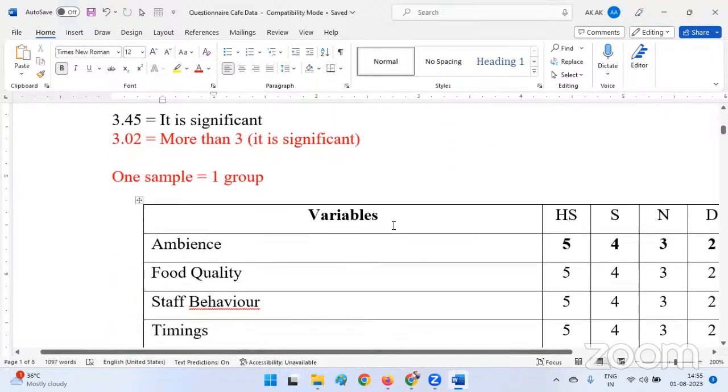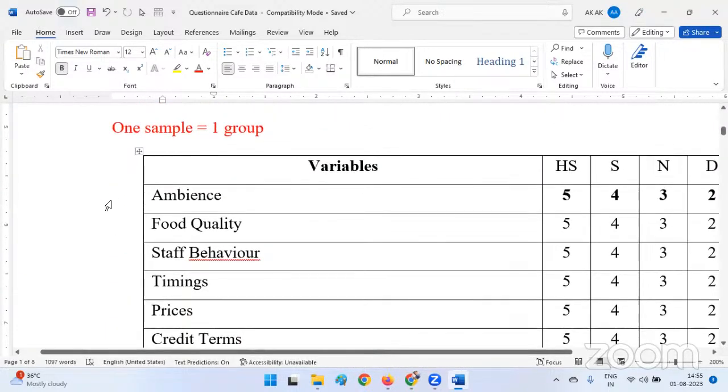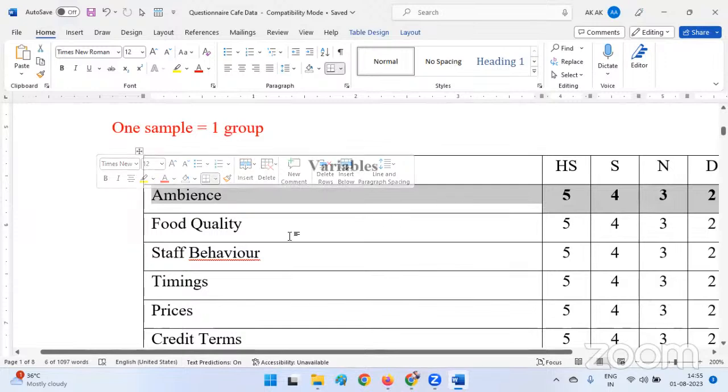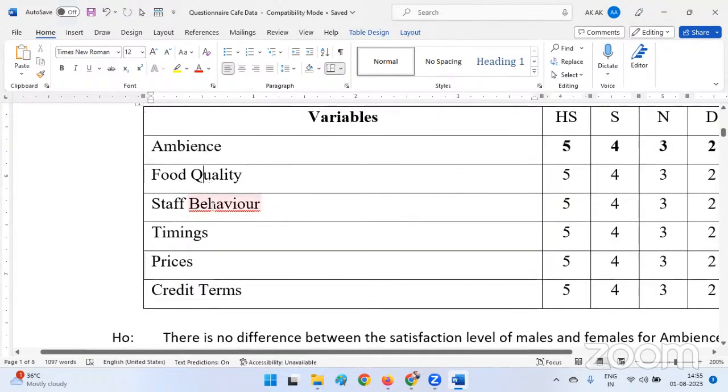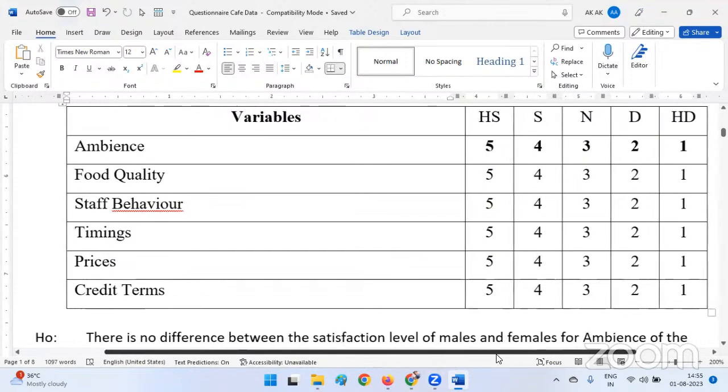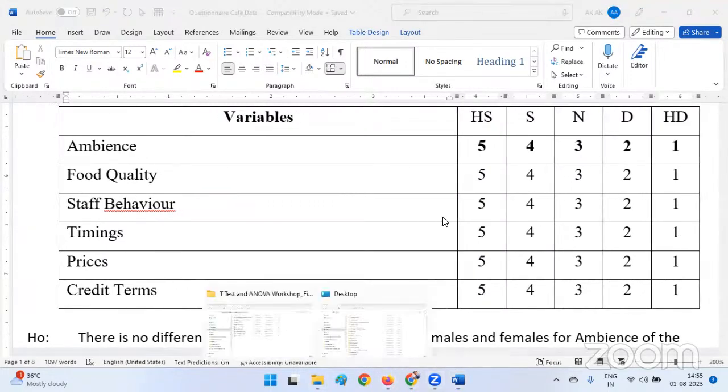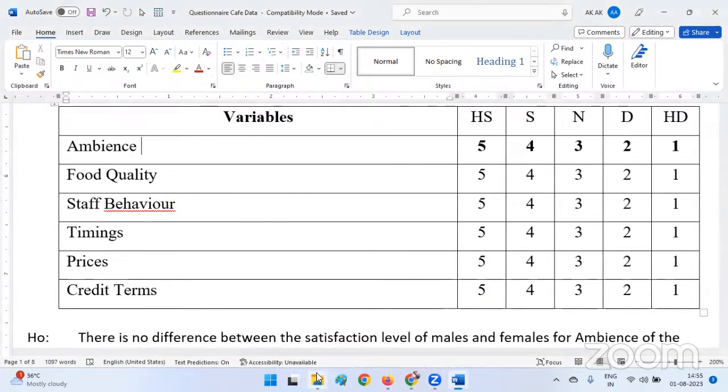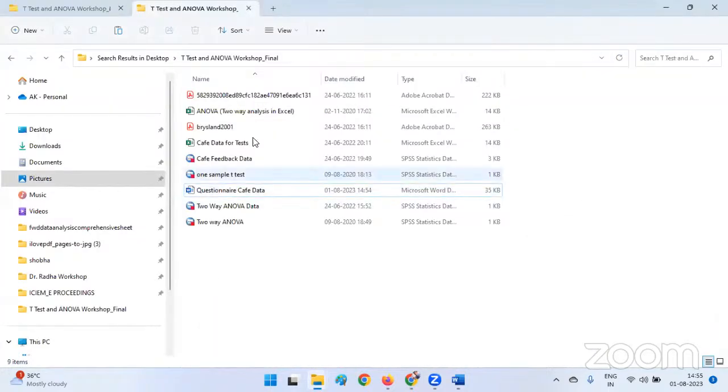So in one sample t-test, we require only one variable, which is say ambience. If we calculate with food quality, staff behavior, timing, so 1, 2, 3, 4, 5, 6, there will be 6 different cases of one sample t-test. Okay. So let's look at the data that has been derived from this questionnaire. So the data is for the one sample t-test. Let's see.